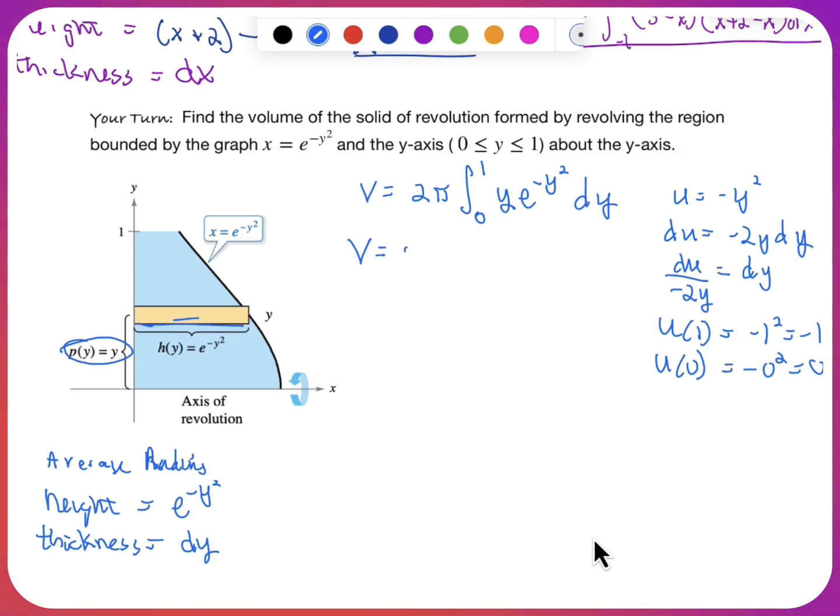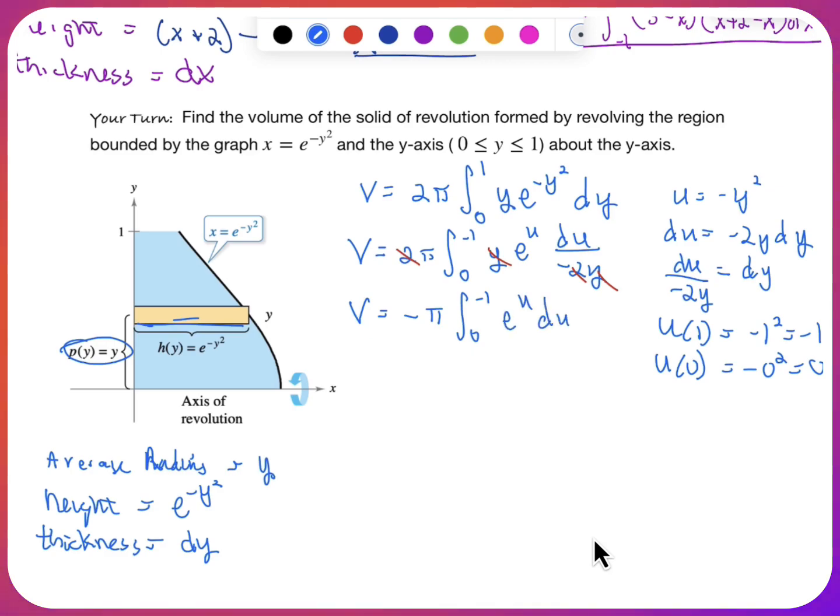So V, my volume, is going to be equal to 2 pi, the integral, and now it's going to be from 0 to -1 of y e to the u du over -2y. So the y's cancel out. I bring out the -2. The 2 outside with the -2 cancel out. So I'm left with just negative pi, the integral from 0 to -1 of e to the u du.